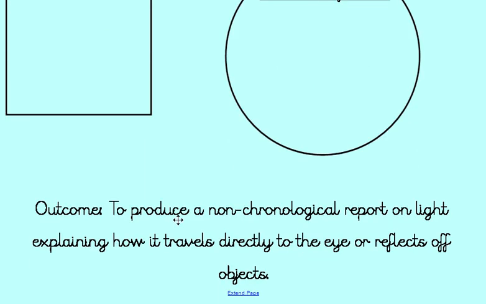Now that you've done those 2 sections, we're going to write out our outcome, and that should come at the bottom of your page. Our outcome is we're going to produce a non-chronological report. We're going to produce a report on light, explaining how it travels directly to the eye or reflects off objects, and this is what helps us see. We're going to explain how it moves, how it reflects, how we're able to see because of light, and different light sources, and we're going to put this in a report.